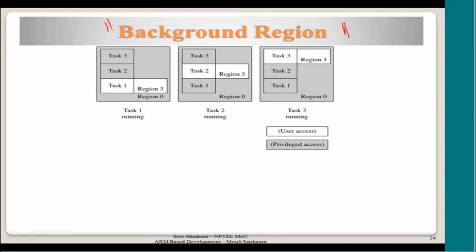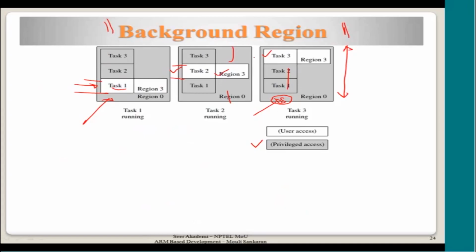We call this a background region because that is what is active when a particular task window is open. When this task is running, this window area is open, and only this area is open for its access. The rest of it is protected. Similarly here, the whole thing is protected and only this is accessible. Whereas when the OS gets control, it will be running in privileged mode.